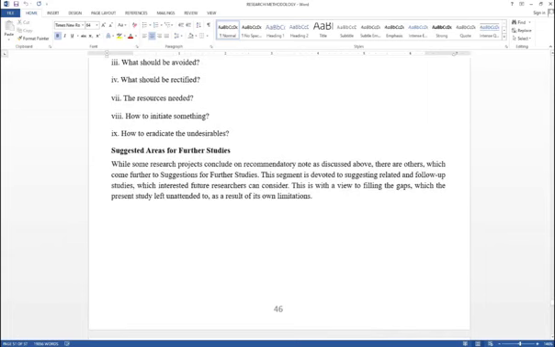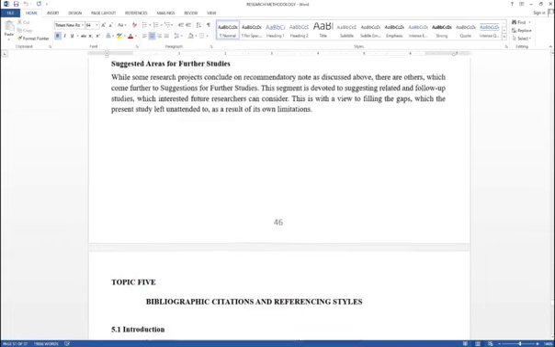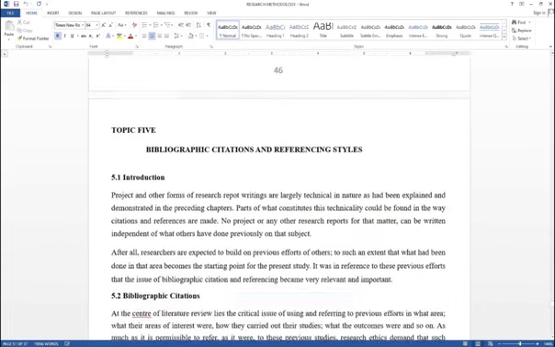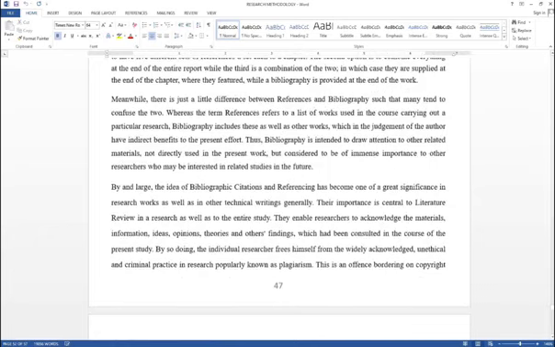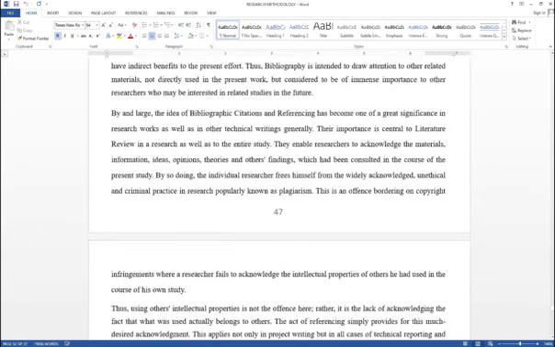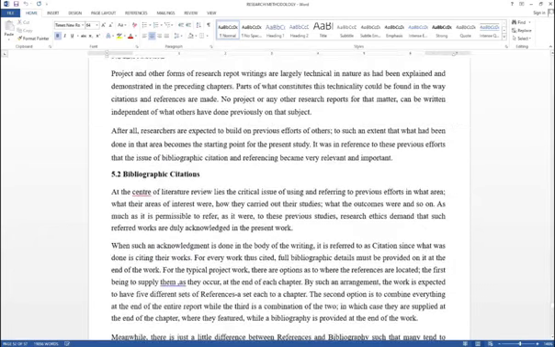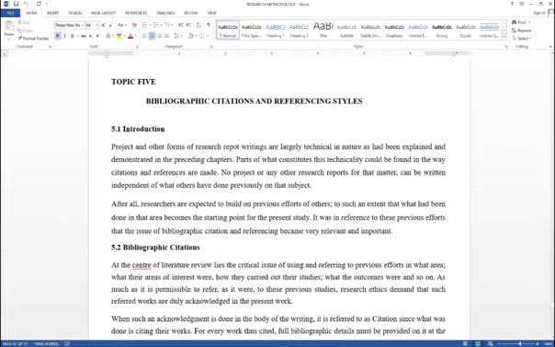Okay, let's look briefly at this topic 5. Like I said, I don't like rushing you. We'll just do a brief one on this topic 5, but next class we are still coming back to topic 5 because I want you to really understand this and understand it very well. Bibliographic citations and referencing styles.